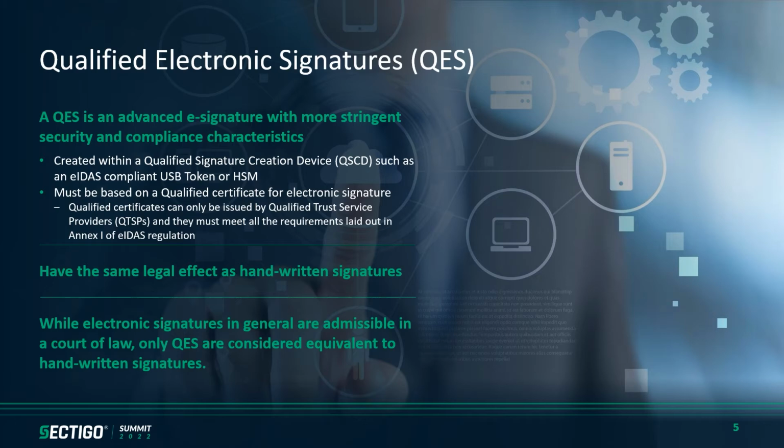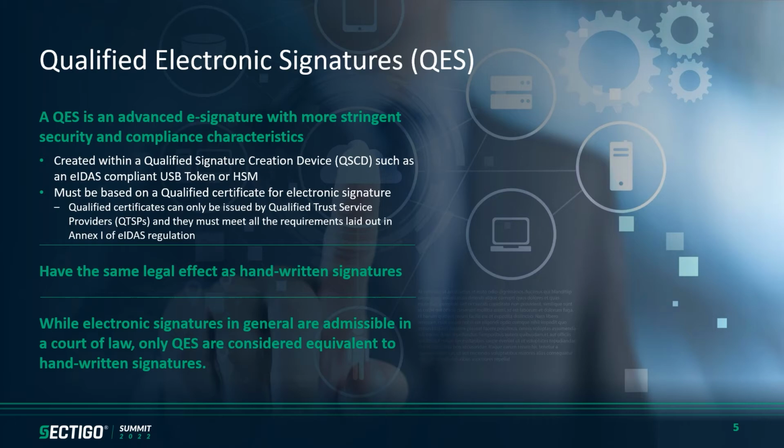Let us now look at qualified electronic signatures, which belong to the next higher class of digital signatures, which are considered to be the most reliable form of digital signatures under eIDAS regulation. A qualified electronic signature, by definition, is an advanced e-signature that is created by a qualified signature creation device, often referred to as QSCD in short, and which is based on a qualified digital certificate for electronic signatures.